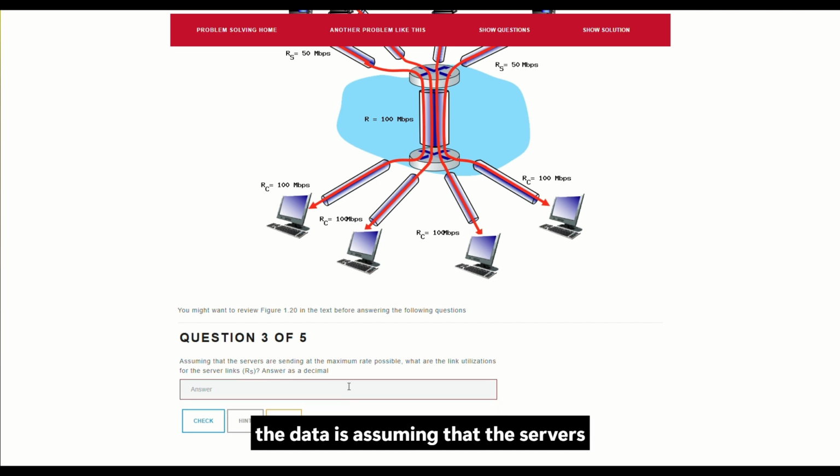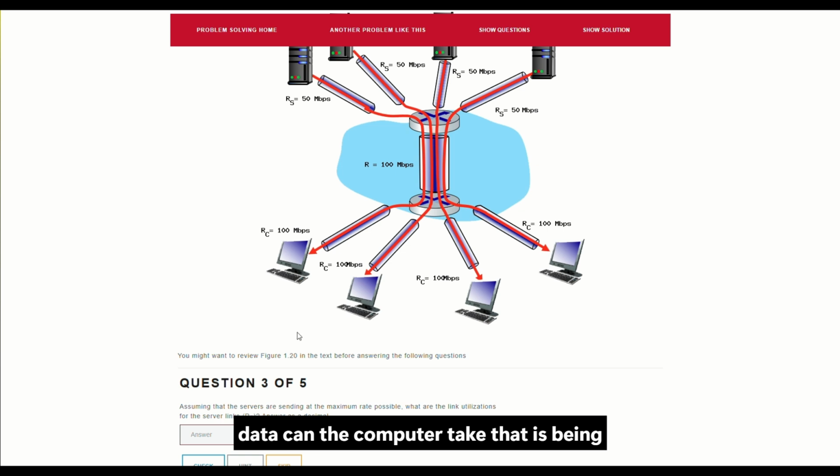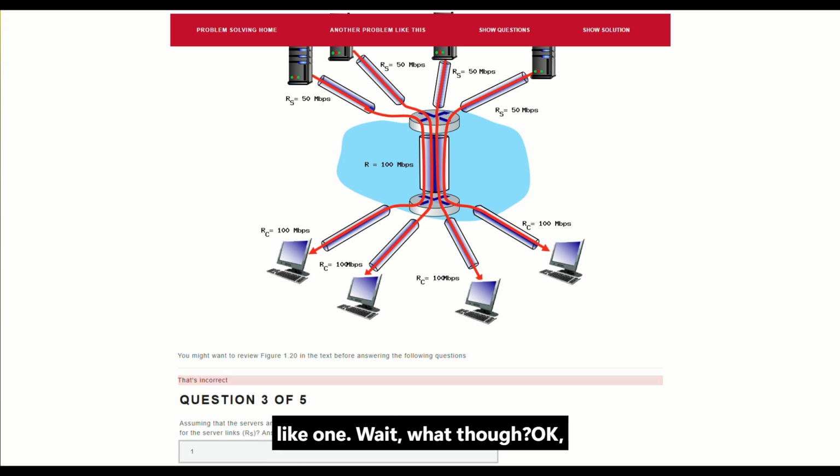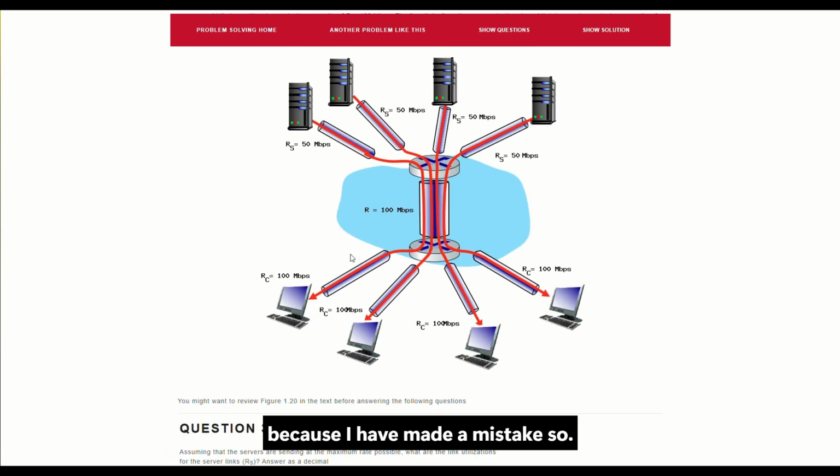Now, assuming that the servers are sending at the maximum rate possible, what are the link utilizations for the server links? Now, that is basically 1, right? It's basically saying how much data can the computer handle that is being sent from the server, what percentage of data can the computer take? And that is all of it, because 25 is less than 100, so if I write 1, wait, what? Okay, just give me a second, let me just recalculate. I have made a mistake.